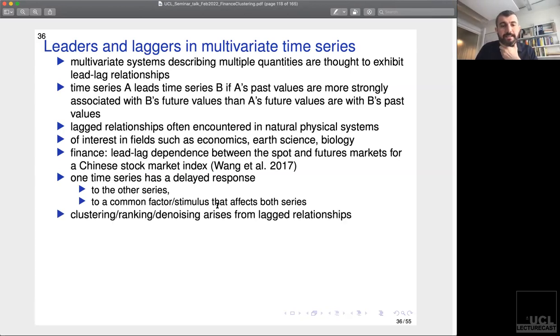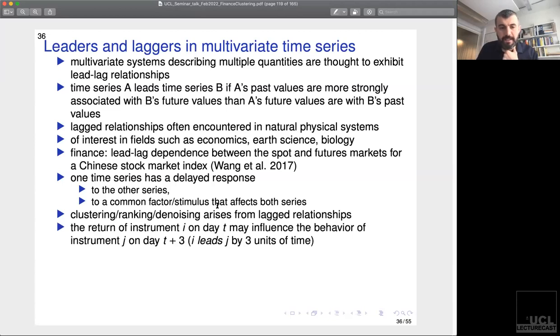So now we're in a setting where we can leverage machinery from ranking or clustering to denoise these lag relationships. What do I actually mean by that? Think of the lead-lag relationship as follows. It can be the case that the return of instrument I on day t may influence the behavior of instrument J on day t plus 3. So we say that I leads J by 3 units of time.